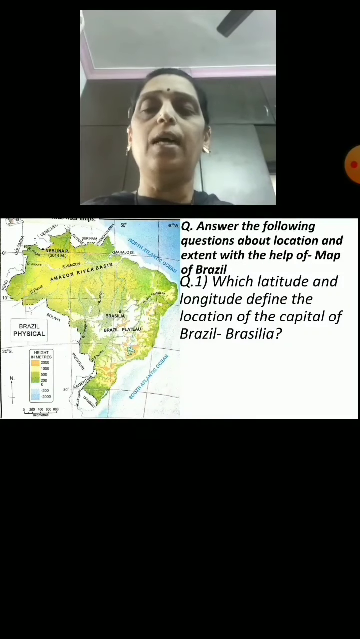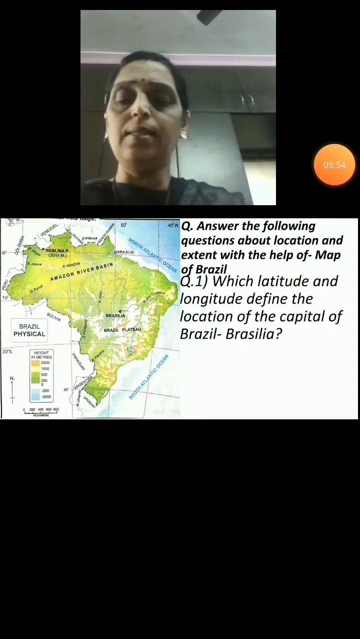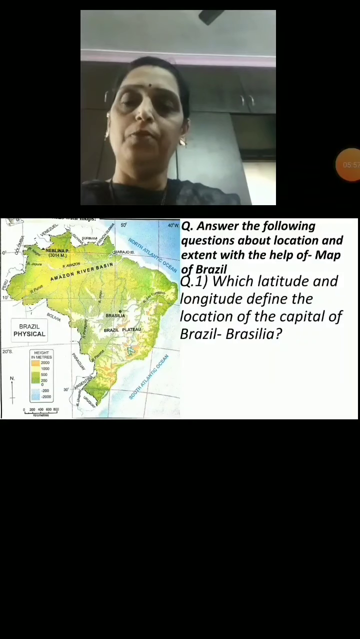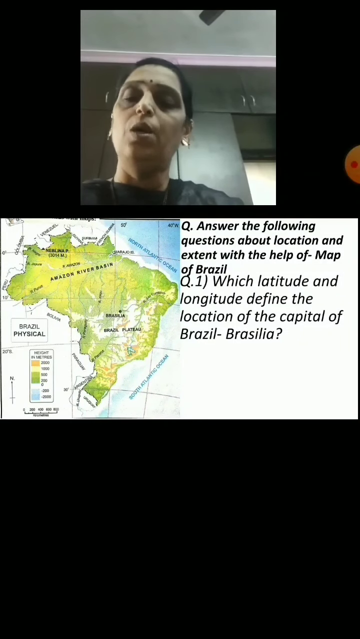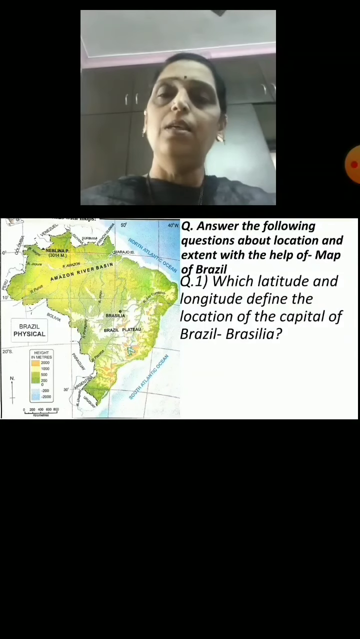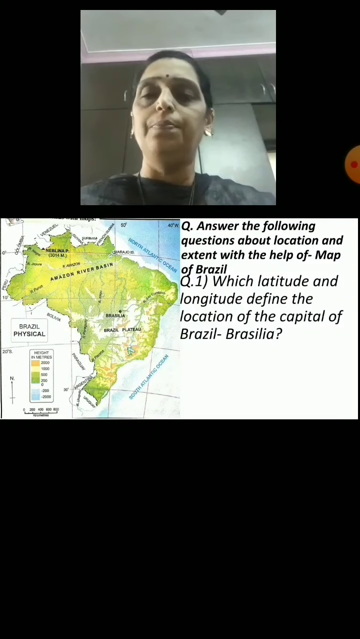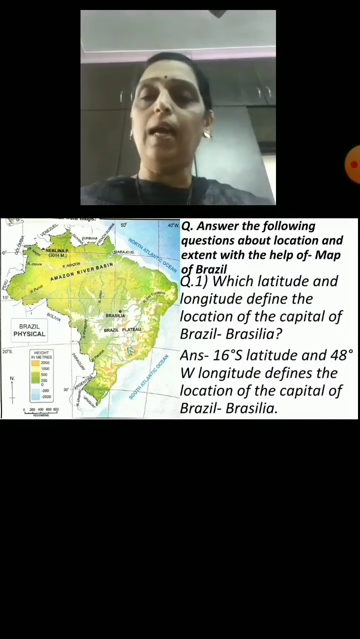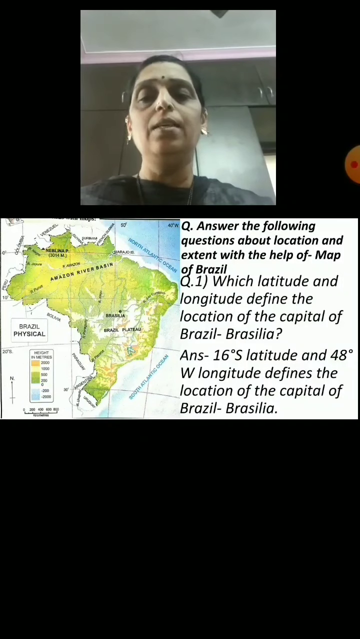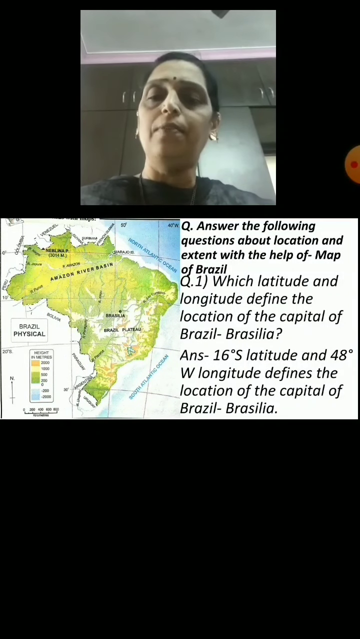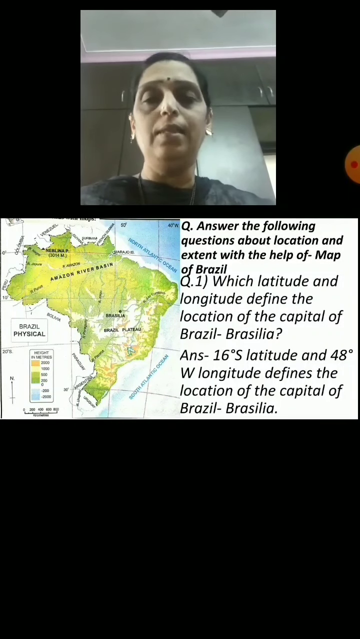Now how will you find the answer? Students, we have learned before latitude means horizontal lines and longitude means vertical lines. Now students, try to find the answer. Okay, I will help you out. 16 degree south latitude and 48 degree west longitude defines the location of the capital of Brazil, Brasilia.